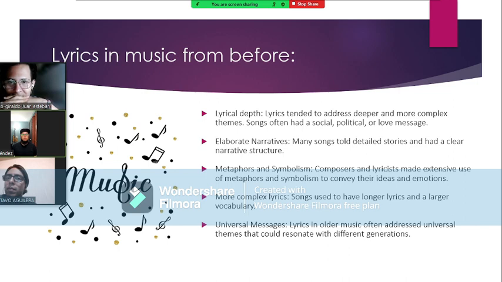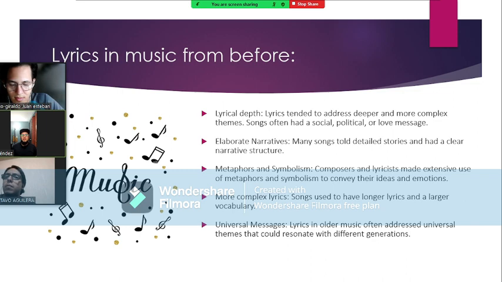Point number two, elaborate narratives. Many songs told detailed stories and had a clear narrative structure. Point number three, metaphors and symbolism. Composers and lyricists made extensive use of metaphors and symbolism to convey their ideas and emotions. For example, The Doors. I really like that band.